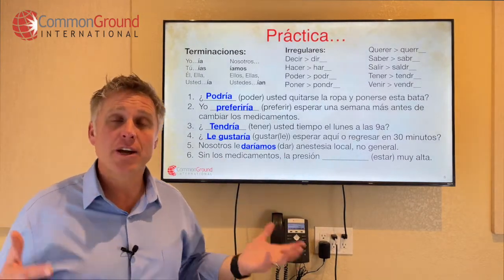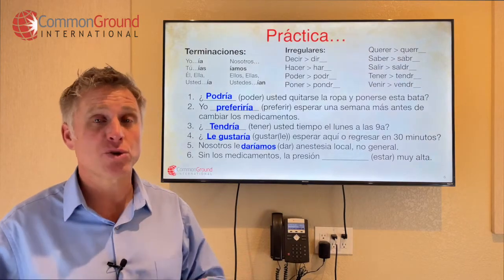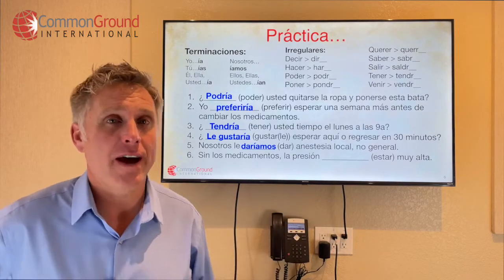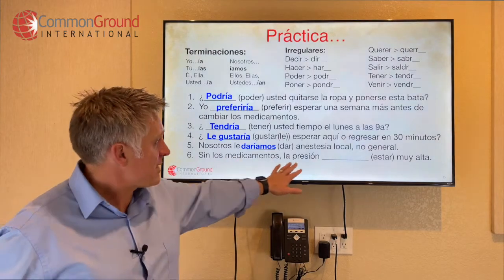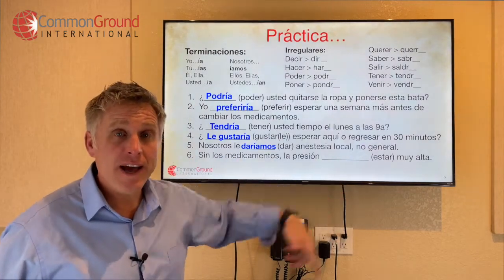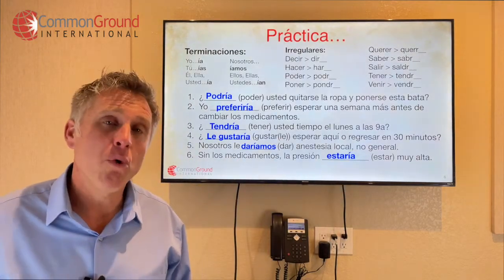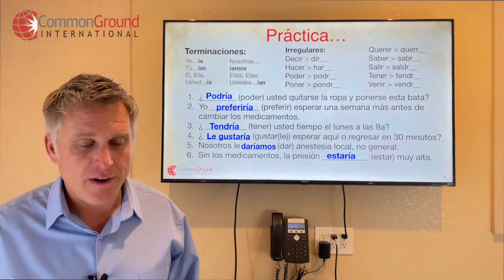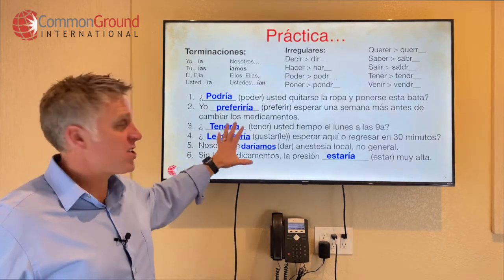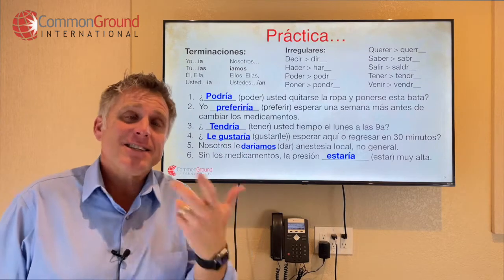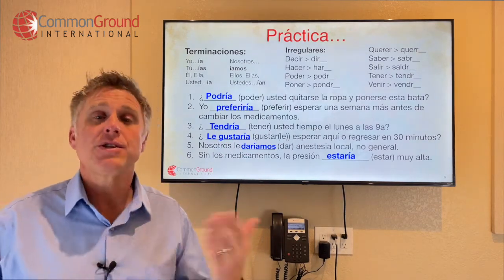Sin los medicamentos, la presión estar muy alta. So we're saying here, without the medications, your blood pressure would be very high. Sin los medicamentos, la presión estaría muy alta. Okay, great. So you're seeing the conjugation is super easy, and it adds this sense of could or would to a verb.